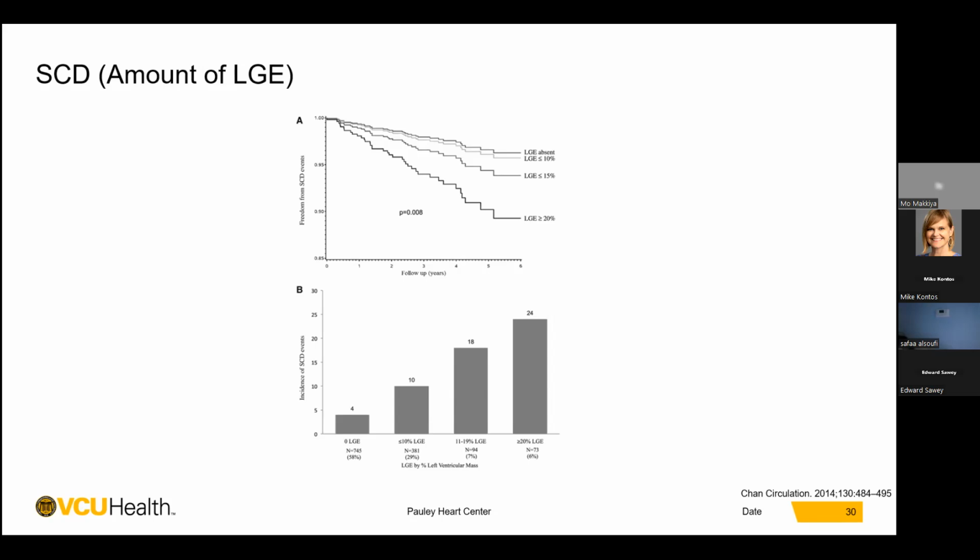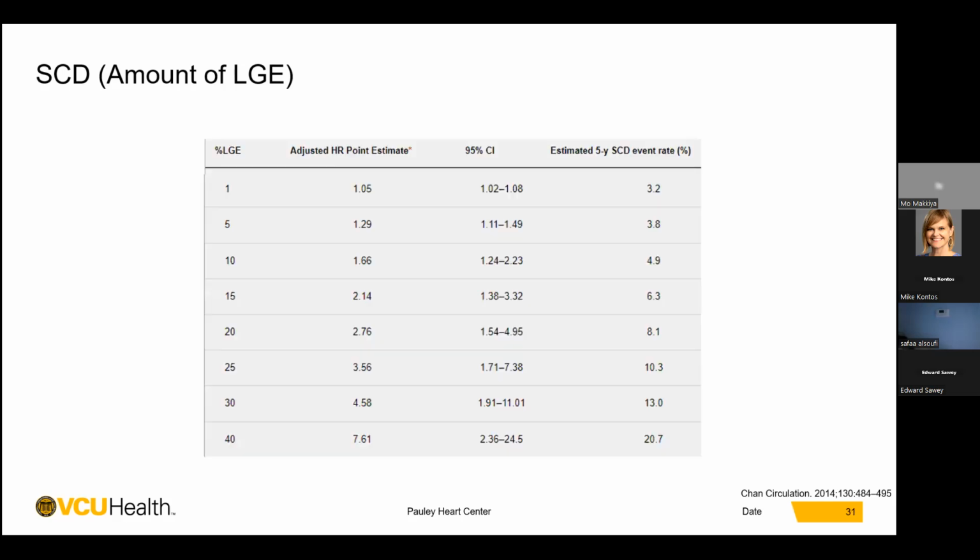And the more LGE, the higher the sudden cardiac death events from arrhythmias. Here, another group showed that the extent of fibrosis increases the risk of SCD. And at 15%, there is a twofold increase in sudden cardiac death and arrhythmogenic events, which is 6% over 5 years. And in these patients, an evaluation of ICD for primary prevention should be considered.